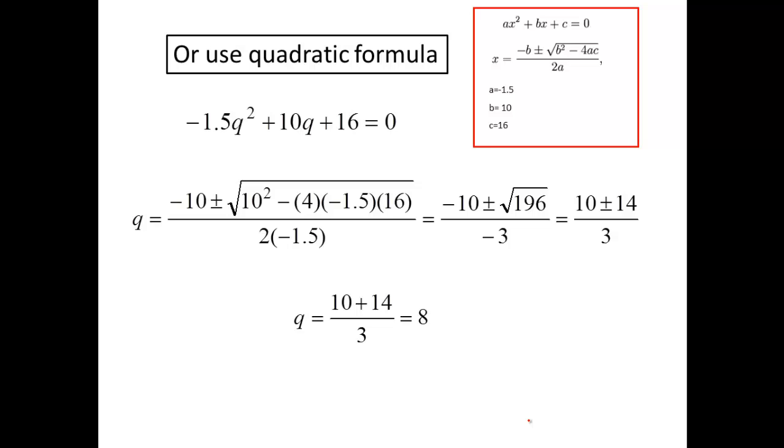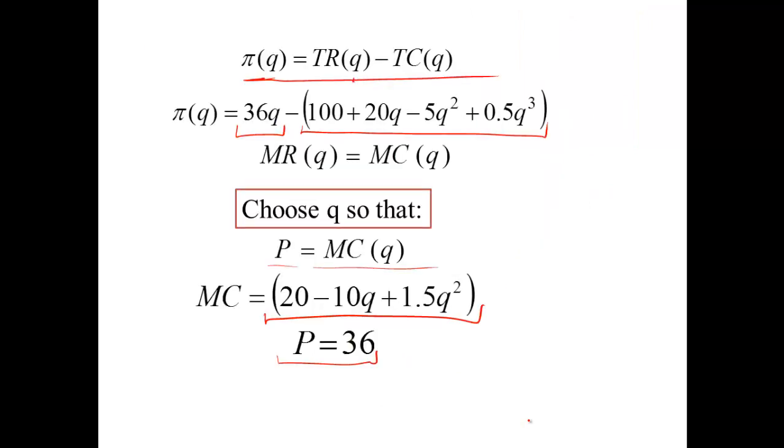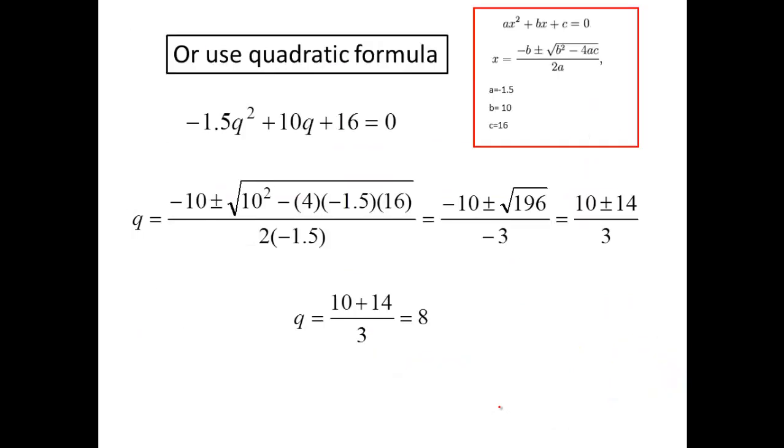What we had, if you think back, was the following equation to solve. P, or MR, equals MC: 36 equals 20 minus 10Q plus 1.5Q squared. So the solution to this equation, the Q that solves this equation, is the Q that answers this question. And so that's what we're doing over here. And if you do that, you'll find once again that Q equals 8.